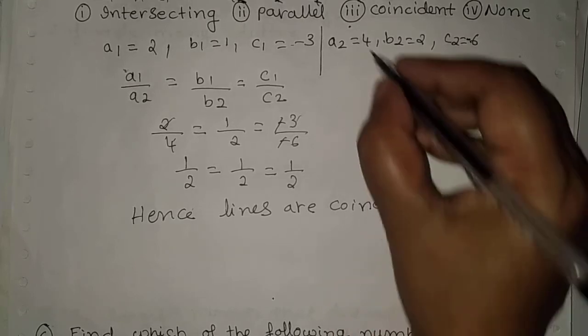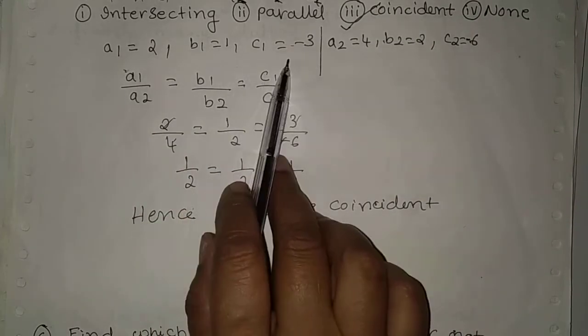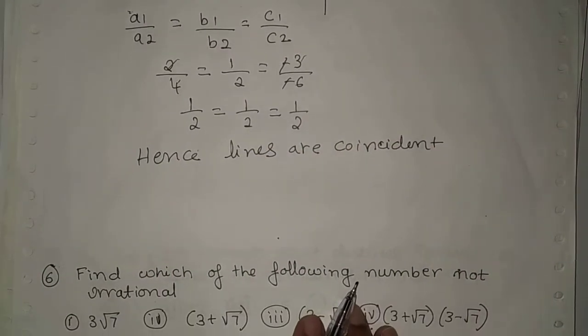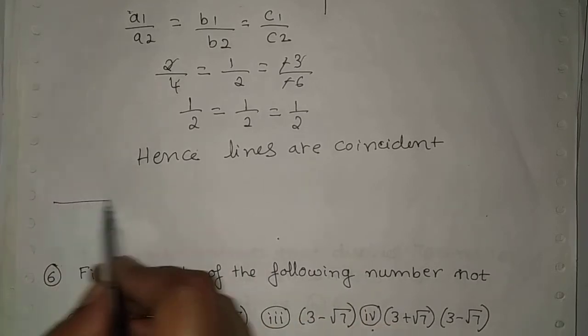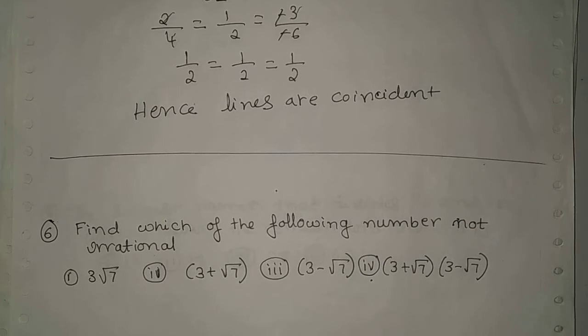So option C is the correct answer. Take the equation and write it down here, substitute, and we are getting equal values. So the answer is the lines are coincident. We move on to the sixth problem.